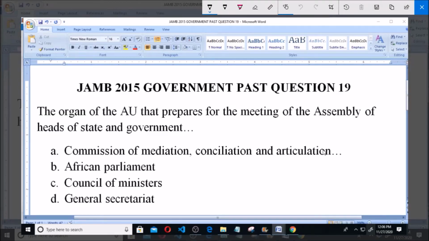15 government past question. Question number 19 says the organ of the AU that prepares for the meeting of the Assembly of Heads of State and Government is dash. The organ of the AU that prepares for the meeting of the Assembly of Heads of State and Government is dash. Now we'll talk of AU. AU is the abbreviation of African Union.